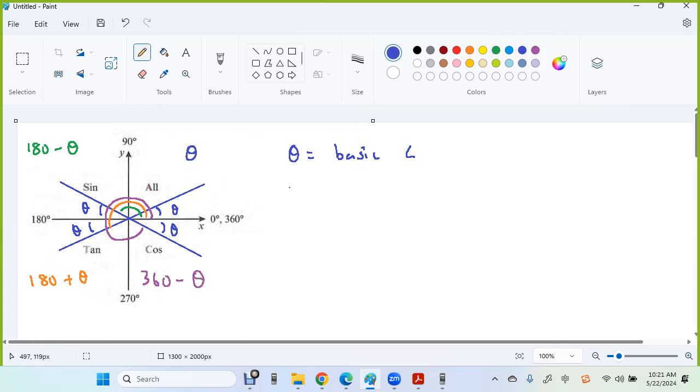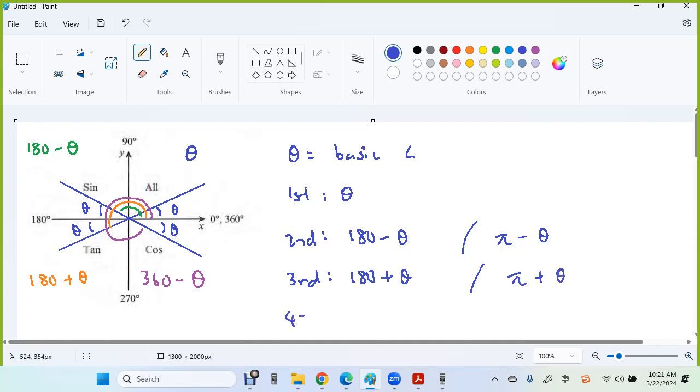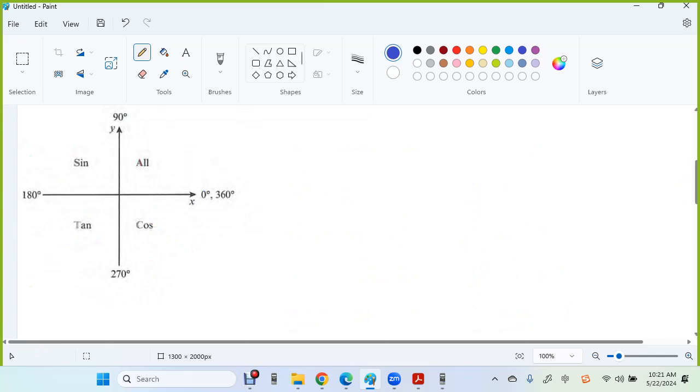Okay, so we know that in the first quadrant it is theta, and the second quadrant is 180 minus theta, or we will say pi minus theta. And then the third quadrant is 180 plus theta, or pi plus theta. And the fourth quadrant is 360 minus theta, or 2 pi minus theta if it is in radian. Okay, so this one is in radian, this one is in degree.